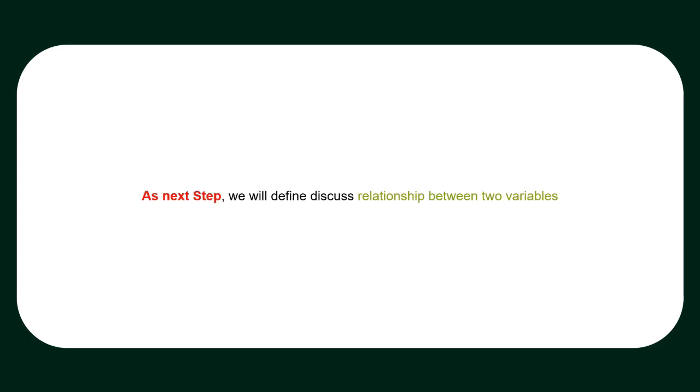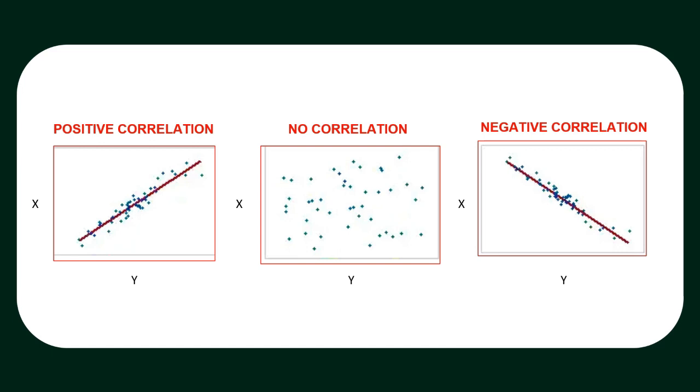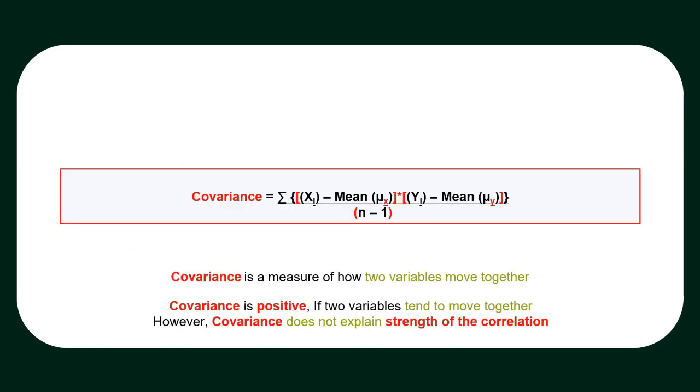We are in the second last section of our session, in which we will discuss relationship between two variables. We will evaluate whether two variables x and y are positively correlated, negatively correlated, or not correlated. Now, to evaluate relationship between x and y, we will calculate covariance between the two variables. We do not have to get intimidated by this new term.